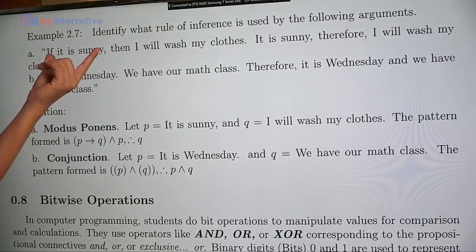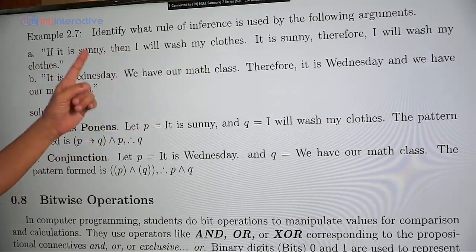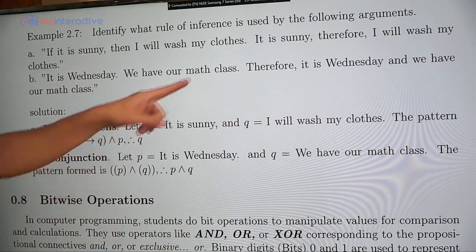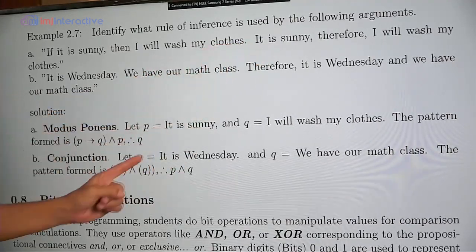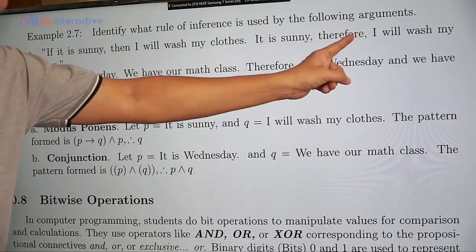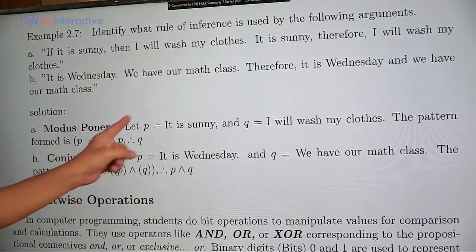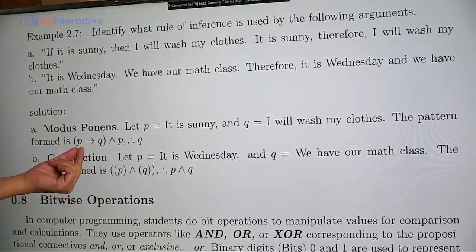It is sunny, P. I will wash my clothes, Q. If and then, therefore, P then Q. So you will find it here. It is sunny, so P. These two combine, and the result is, therefore, an implication. Therefore Q: I will wash my clothes. So, P then Q and P, therefore Q. If you look at the pattern, this is modus ponens.